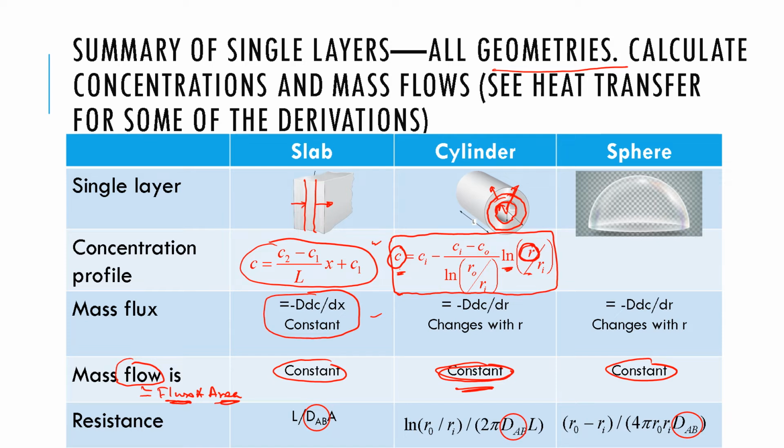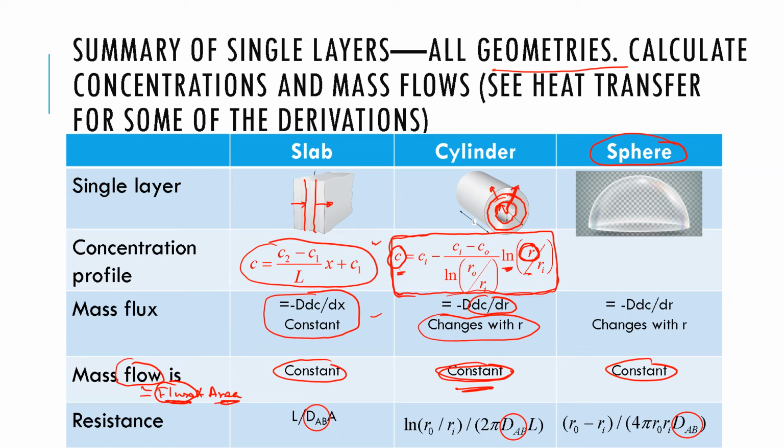And so since mass flow has to be constant and area increases, the flux has to decrease as you go from inside to the outside. And that is the reason that the concentration is no longer linear. So the flux changes with radius, because if you take the derivative dC/dr, then it will be a function of r. The same for a spherical shell.